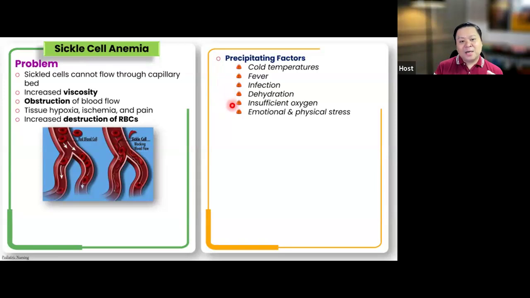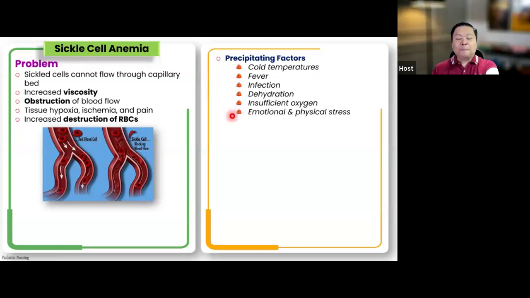it might come out in the exam where a pediatric patient might be planning on vacationing with their parents in, let's say, mountainous areas, or high altitudes. They should not be going on that kind of vacation, because at high altitudes there is usually a decrease in the oxygen concentration. So this can precipitate the sickle crisis.